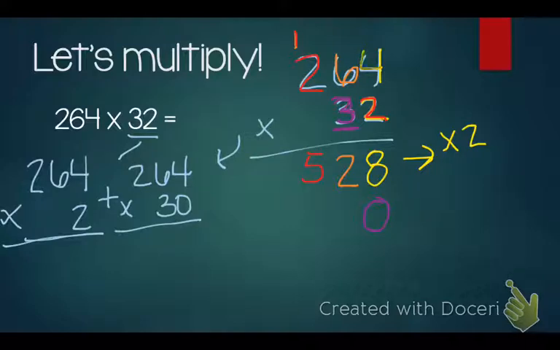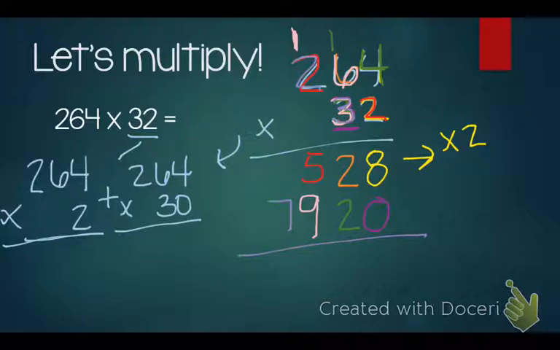So I'm going to first multiply 4 times 3, which gives me 12. And again, I can only write one digit, so I'm going to write the 2 and carry the 1. Now I'm going to multiply 6 times 3, which is 18. And 18 plus 1 is 19, so I'm going to write the 9 and carry the 1. And then finally, I'm going to multiply 2 times 3, which is 6. And 6 plus 1 is 7.